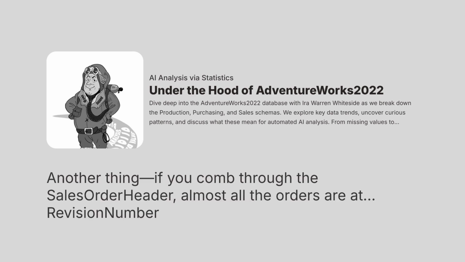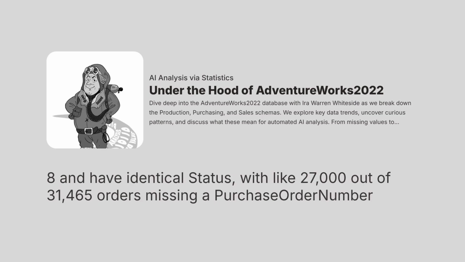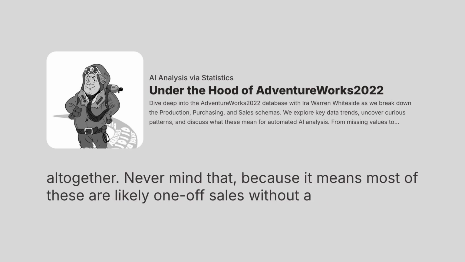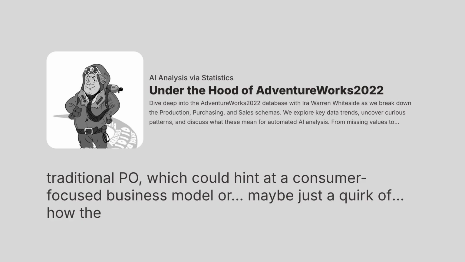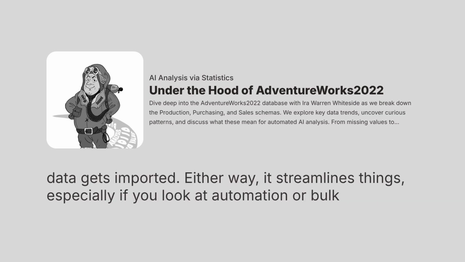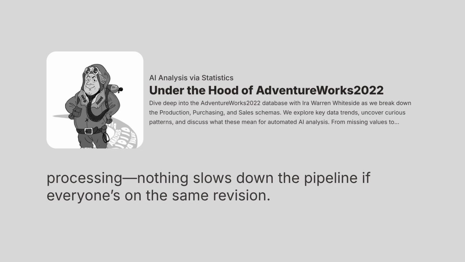Another thing, if you comb through the sales order header, almost all the orders are at revision number 8 and have identical status, with like 27,000 out of 31,465 orders missing a purchase order number altogether. Never mind that, because it means most of these are likely one-off sales without a traditional PO, which could hint at a consumer-focused business model, or maybe just a quirk of how the data gets imported. Either way, it streamlines things, especially if you look at automation or bulk processing. Nothing slows down the pipeline if everyone's on the same revision.